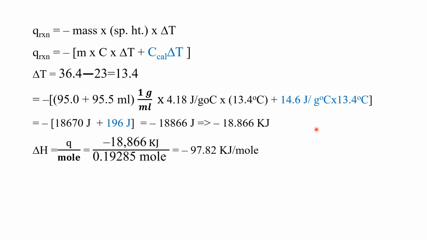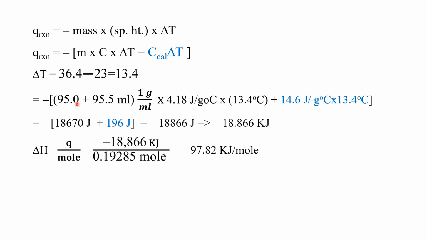Okay, punta tayo doon sa heat. Heat of reaction is mass times specific heat times the change in temperature. Now, in this case, hindi lang mass of the reaction mixture ang naka-absorb ng heat, meron din yung sa calorimeter. So, this is the heat absorbed by the mass of the reaction mixture plus the heat that was absorbed by the calorimeter. Again, delta T, final temperature minus initial temperature is 13.4 yung delta T.